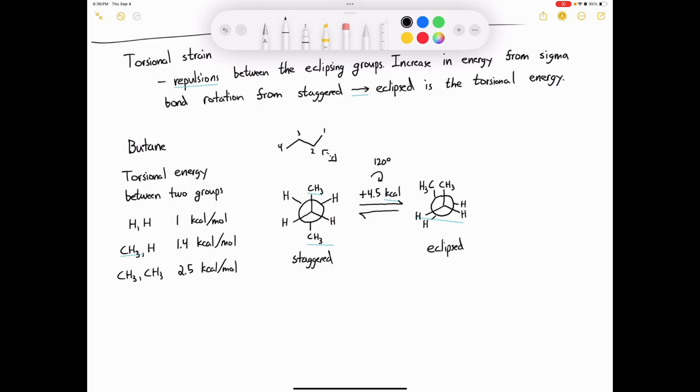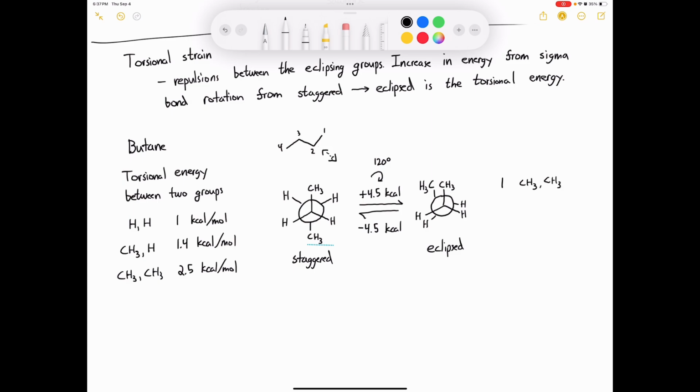All right, staggered is the more stable because most of these molecules will be in the staggered state because it has less energy. So when you have less energy in chemistry, that means you are more stable. You don't want to react or change or do anything like that. Okay?